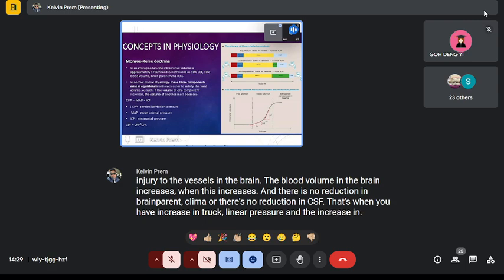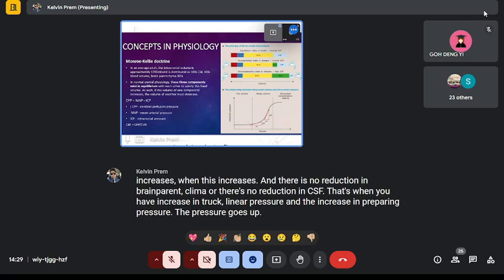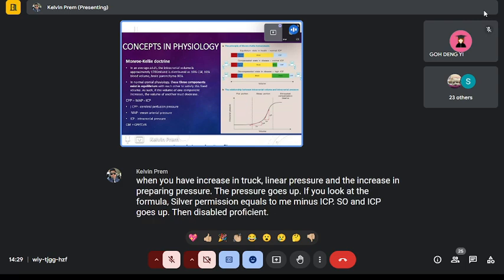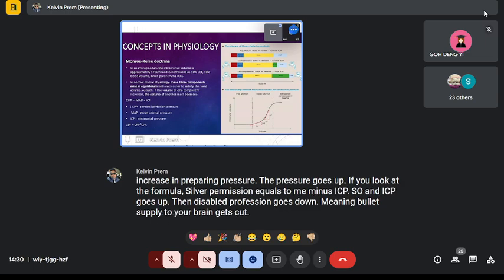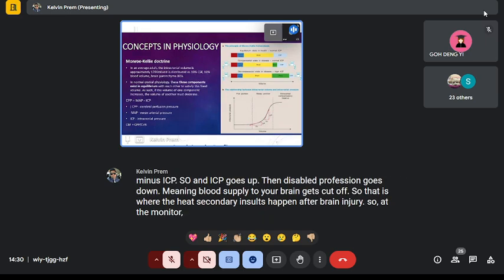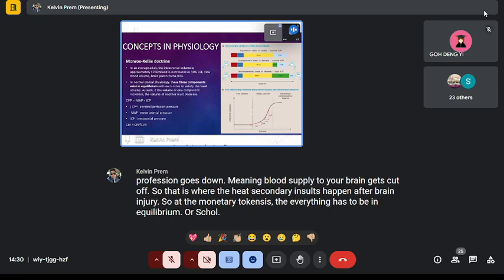When the intracranial pressure goes up, if you look at the formula, cerebral perfusion pressure equals MAP minus ICP. So when the ICP goes up, the cerebral perfusion pressure goes down, meaning blood supply to your brain gets cut off. That is where the secondary insults happen after brain injury. As the Monro-Kelly doctrine says, everything has to be in equilibrium, because the skull is a fixed container.